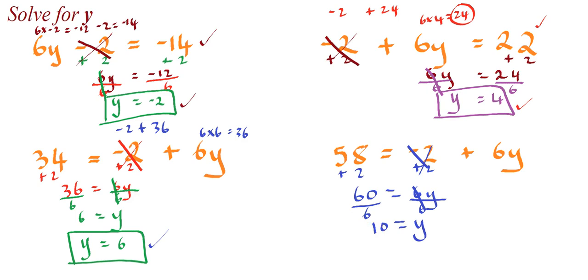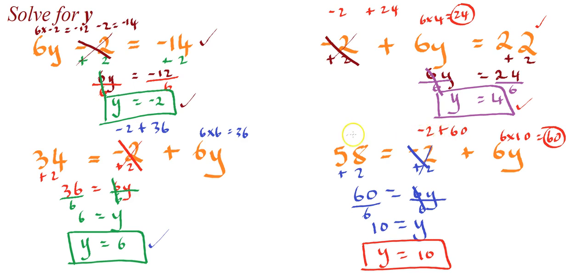Let's put these terms around the right way, the clearest way. y equals 10, and we better check it out. 6 times y, so 6 times 10 equals 60, right? So minus 2 plus 60 is 58, and that's what it was here, so this must be correct.